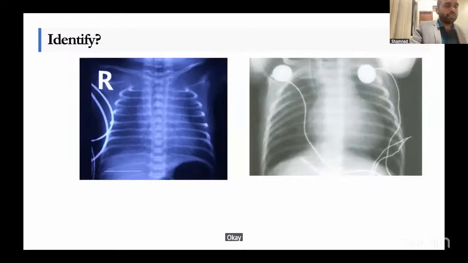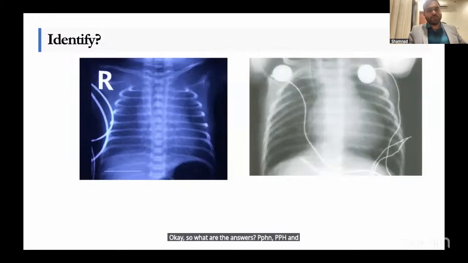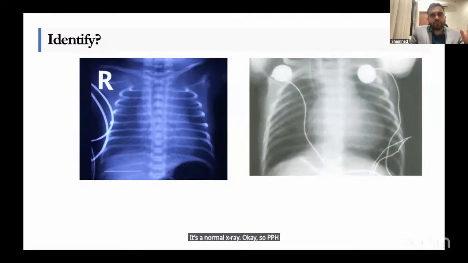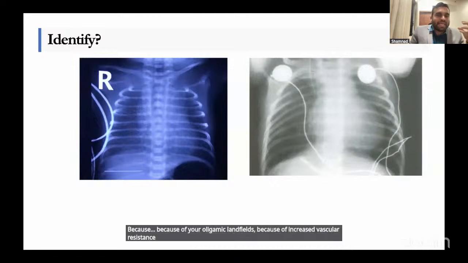Okay, so what are the answers? PPHN, excellent. Okay, so basically, the classical hallmark of a PPHN, if I don't have a scenario and this X-ray is just shown to me, my first impression would be it's a normal X-ray. Okay, so the radiological finding of a PPHN is pulmonary oligemia. Because of your oligemic lung fields, because of the increased vascular resistance, there will be less clear pulmonary vascular markings, first thing. And second thing, more or less the X-ray findings are like a normal lung.